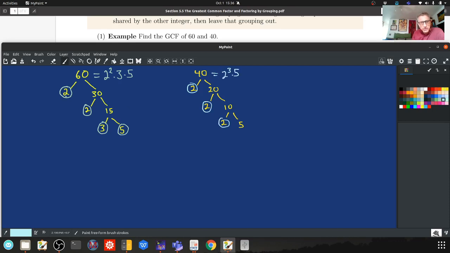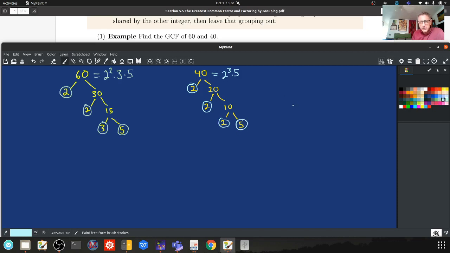So in other words, if you look at the very end nodes and you multiply them all together, you get your top node. 2 times 2 is 4. 4 times 3 is 12. 12 times 5 is 60. 2 times 2 times 2 is 8. And 8 times 5 is 40.